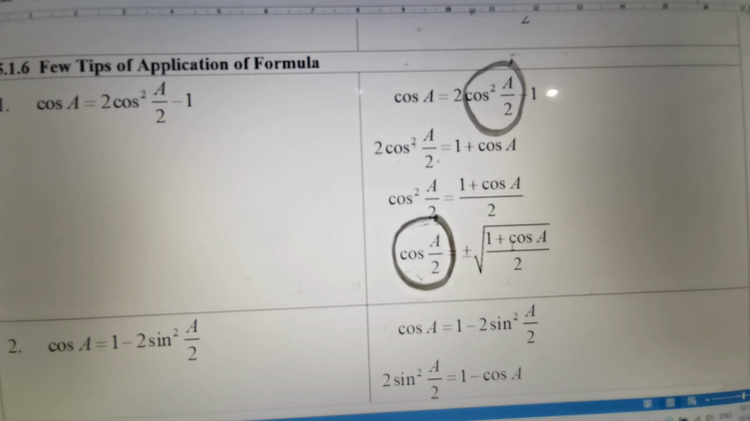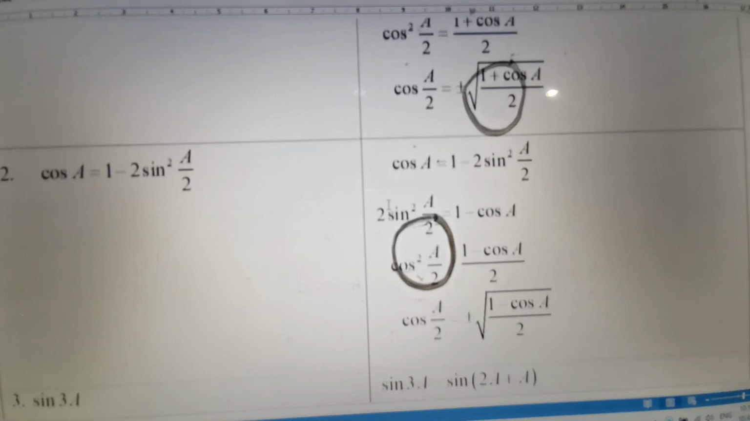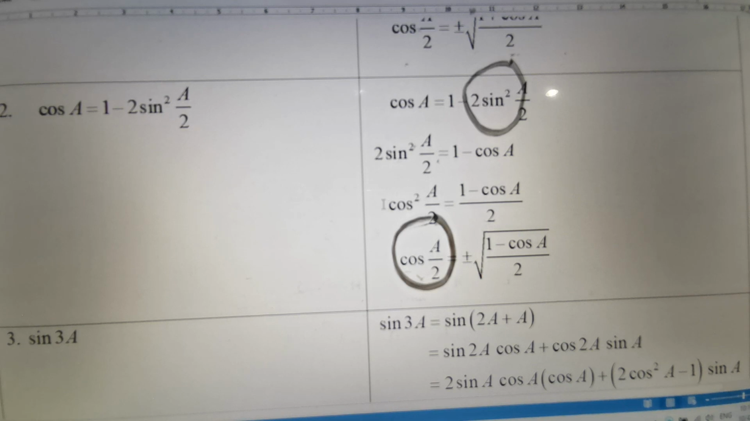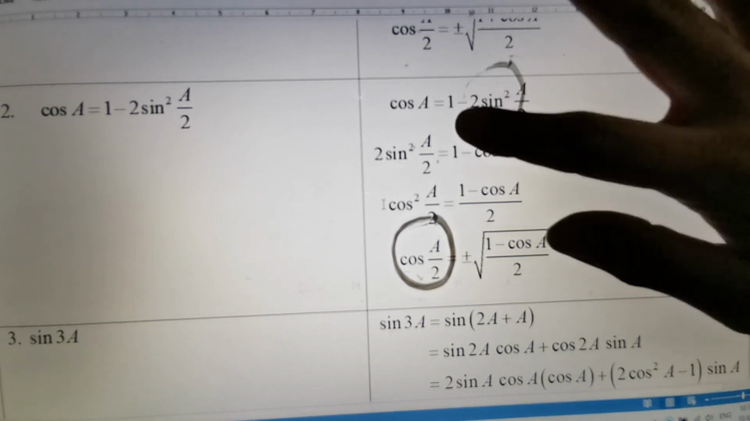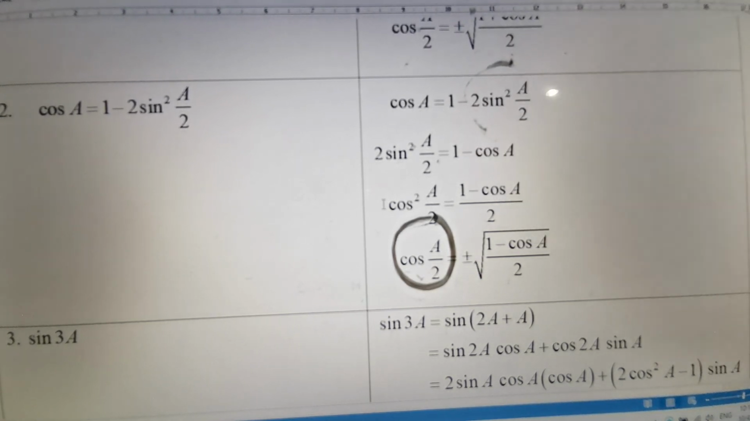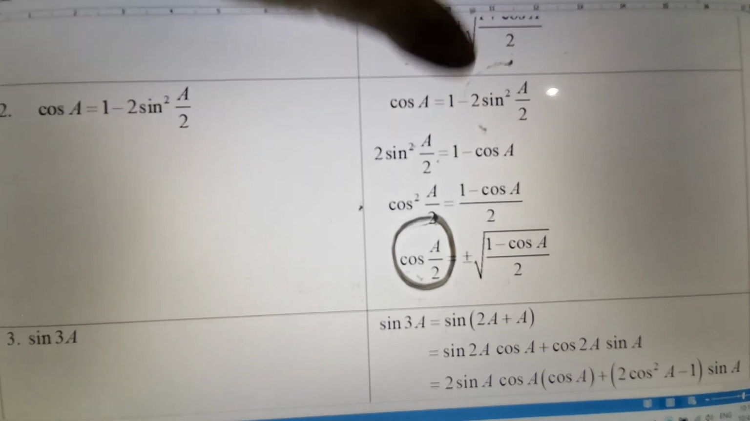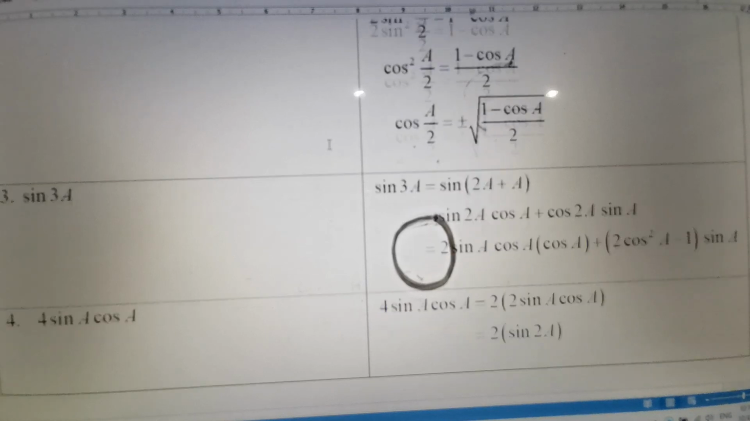Because cos 2A, double angle formula, has one more formula. Remember 1 minus 2 sin squared A? This one also we can do. You just go through. If any problem, come back to me.